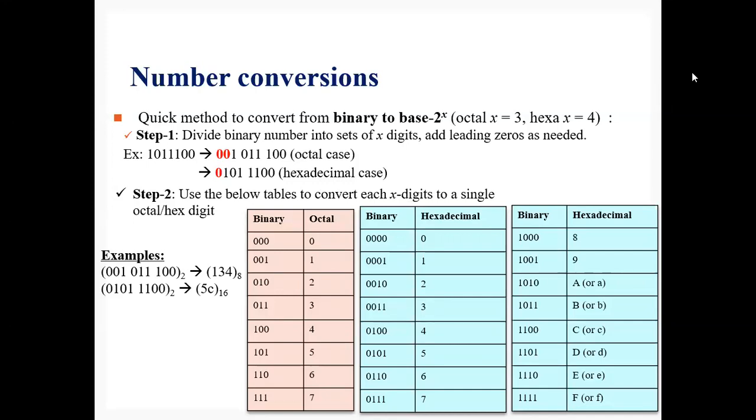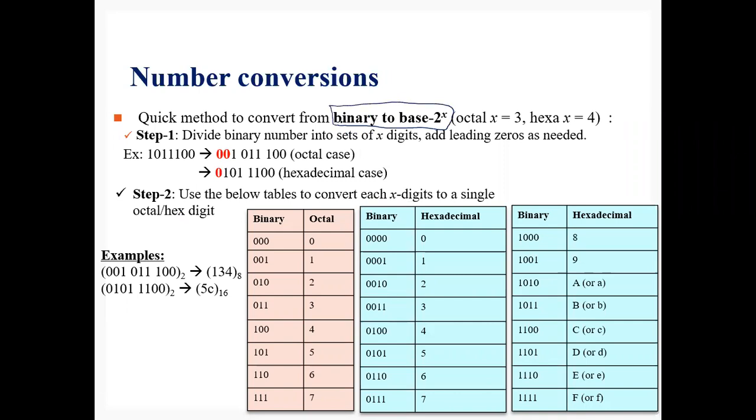So this is just a summary of what we did previously, but I want to generalize this a little bit. So this is the rule. If you have binary, if you want to change from binary to base 2 to the x, I'm just trying to make a rule here.